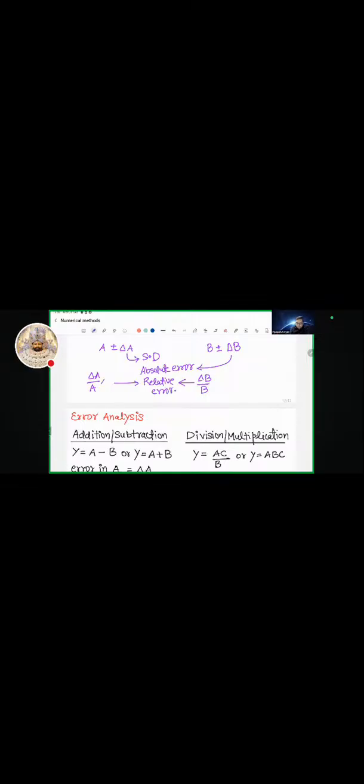When will it be percentage? If I multiply this with 100, then it becomes percentage error. Okay? So these are some notations.